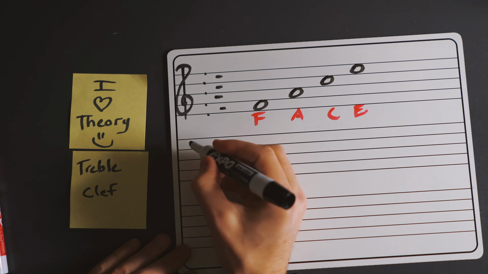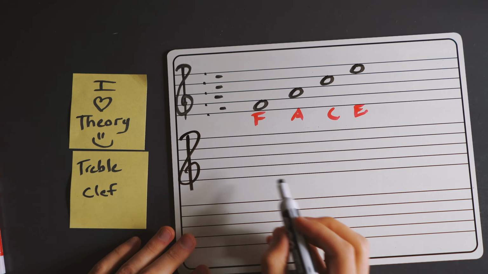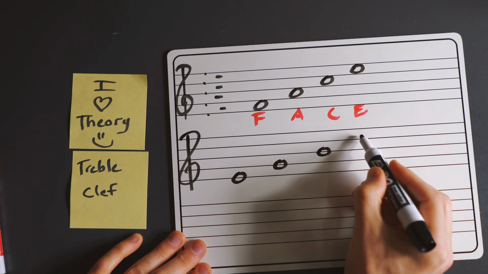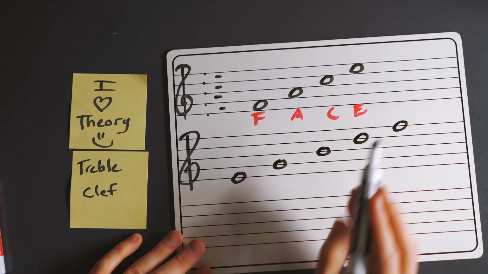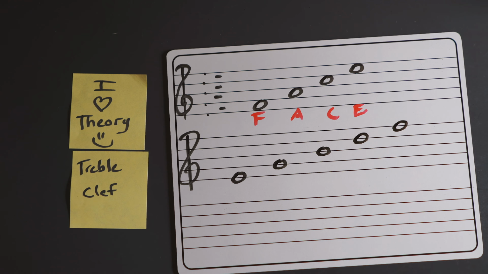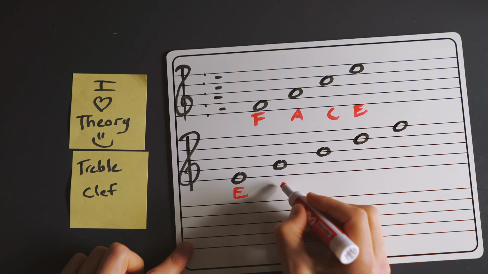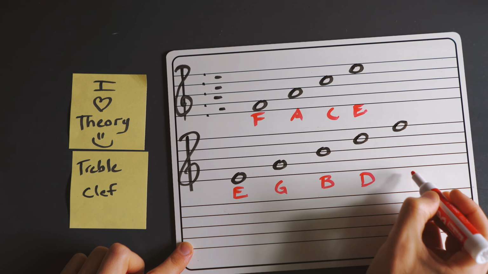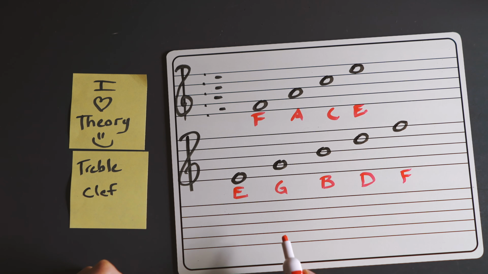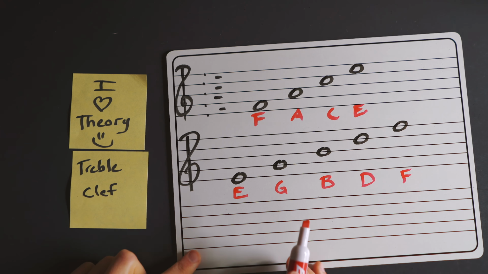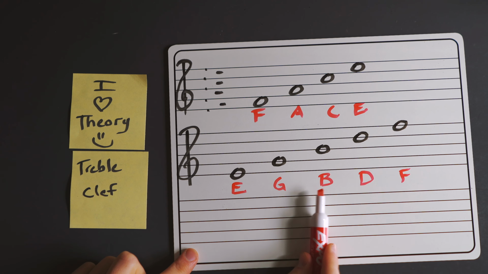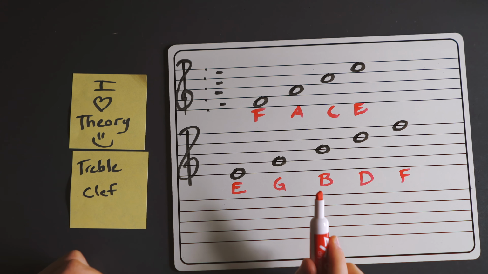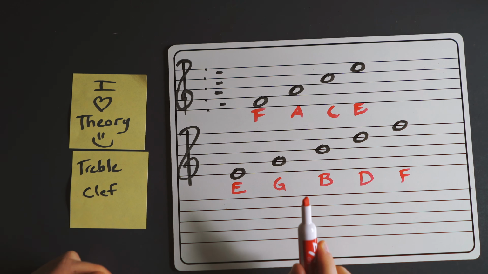Now let's move on to the lines. So here we have 1, 2, 3, 4, 5 lines, right? And now let's go and name these notes. Here we have E, here we have G, next is B, and then we got D, then we have a good old F. Now you may have heard this phrase 100 times, but the best way to remember this for me has always been every good boy deserves fudge, or every good boy deserves fun. I like fudge, so personally, I'm going to go with fudge.